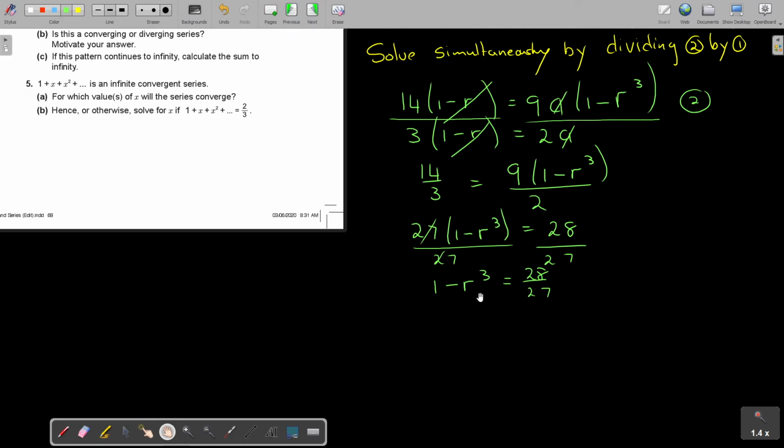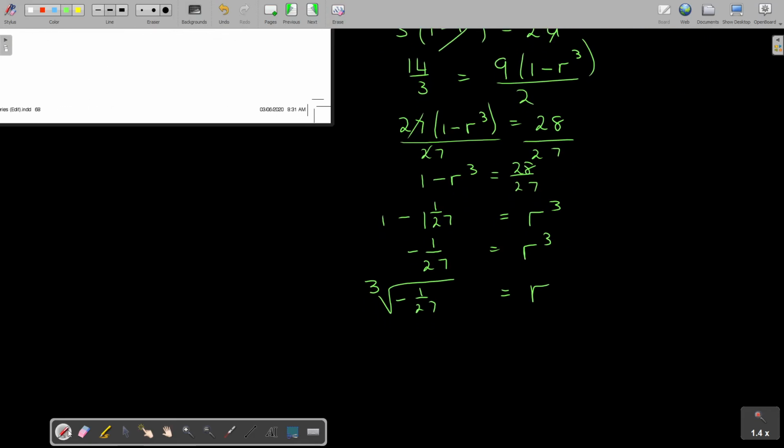Now I'm going to rather take this one over because you want positive. So r^3, and then take this one, it's actually 1 and 1 over 27. If you subtract the 1, you're going to get r^3 equals only 1 over 27. Now you take the cube root, and therefore the value of r is negative a third.